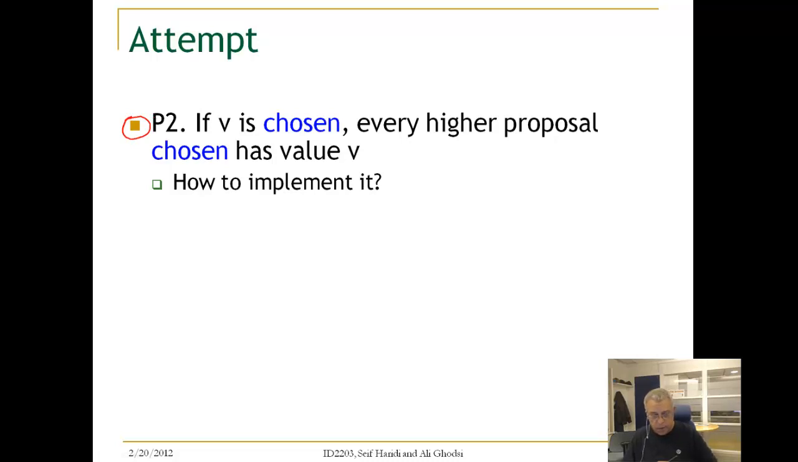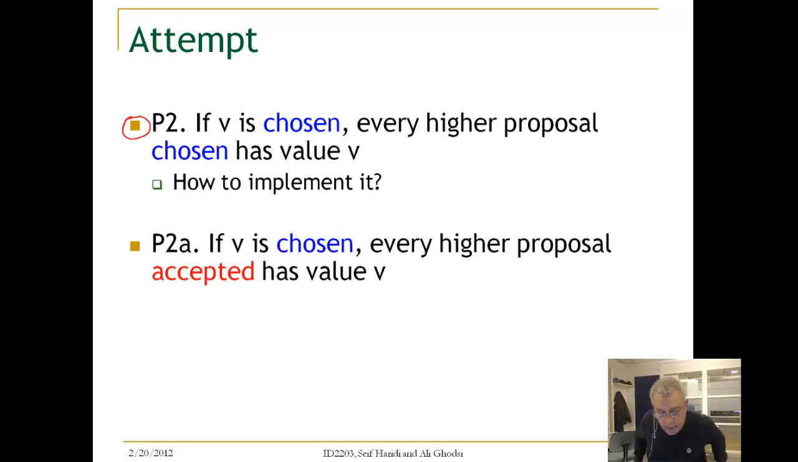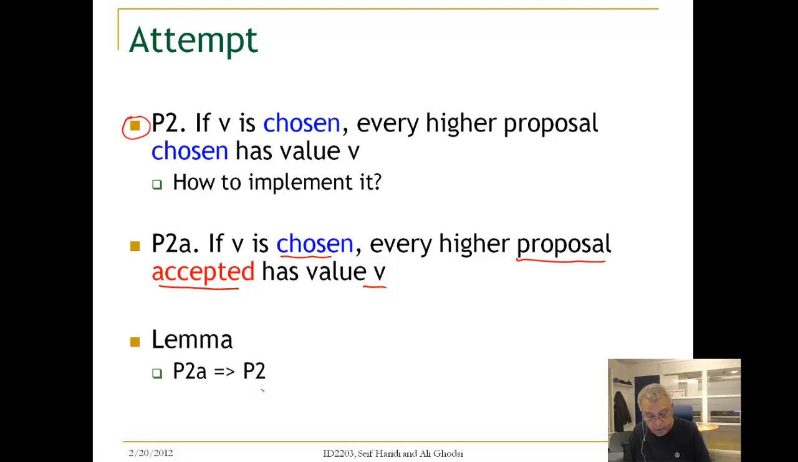So maybe here is a weaker property that we can implement, which is basically P2A, and the property is: if V is chosen, we would like every higher proposal accepted by an acceptor to have the value V. And if every higher proposal has the value V, then in the future the value V will always be there, and there is a majority of acceptors that will have the value V. So this P2A in fact implies P2.